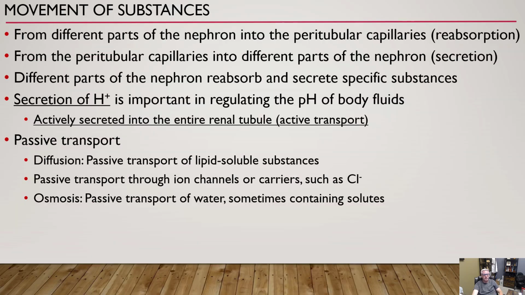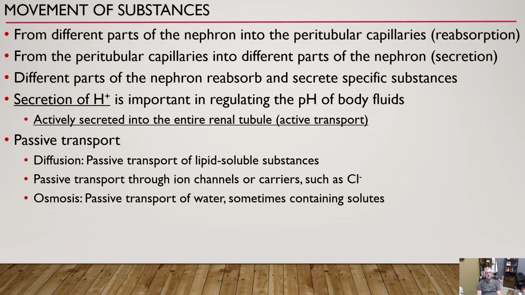All right, movement of substances. So we talked about how different parts of the nephron move substances from the nephron into the capillaries, that secondary capillary system. That's reabsorption. We talked about how we can move stuff from the secondary capillary system into the nephron, or secretion. And different parts of the nephron reabsorb and secrete specific substances. And we haven't talked about what substances are reabsorbed or secreted where yet.